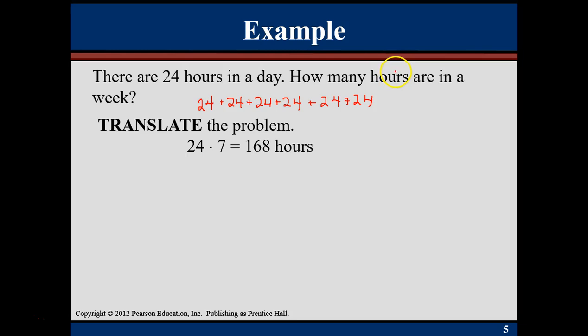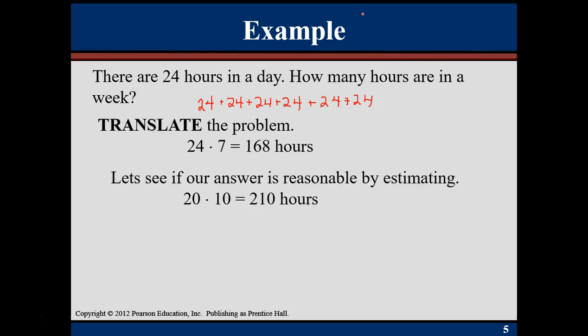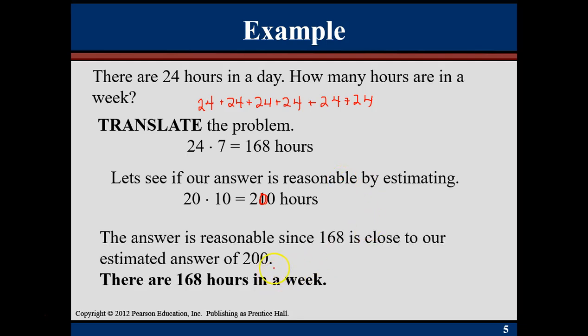We want to, after we translate it, check it to make sure that it makes sense. Well, 20 times 10 I know is 200. So 168 is pretty close to 200. Since there's about 200 hours and 20 is close to 24 and 10 is close to 7, this is a pretty reasonable estimate.